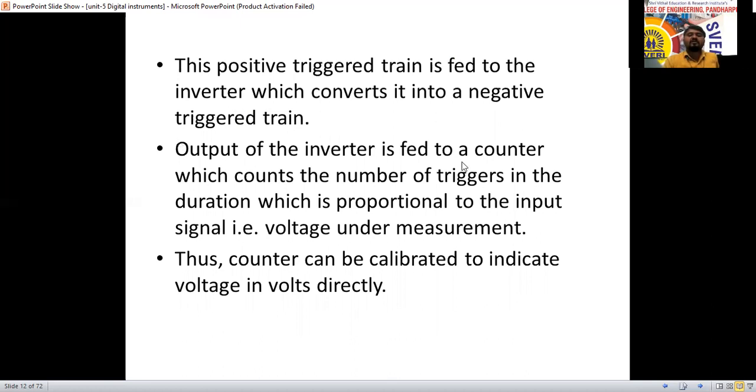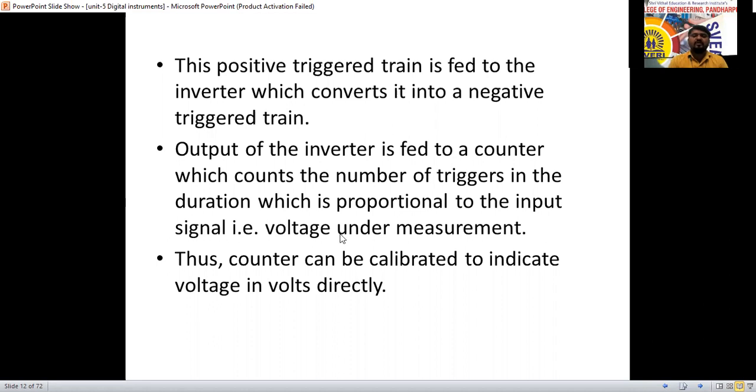The output of the inverter is fed to a counter, which counts the number of triggers in the duration, which is proportional to the input signal. So this output of the inverter, or NOT gate, we give to the counter. What is the counter going to do? It is going to count the number of triggers, positive and negative, however many there are in total. According to the proportionality to the input signal, it gives the triggers and duration, which is proportional to the voltage under measurement.